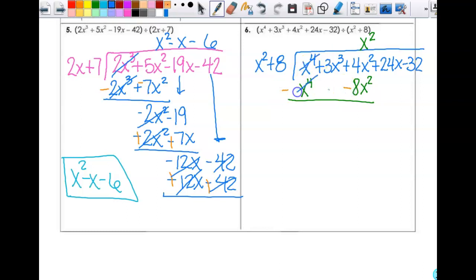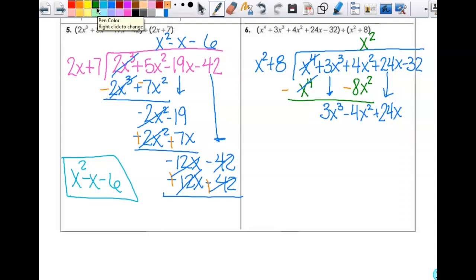These zero out. This just drops straight down, 3x cubed. 4x squared minus 8x squared is negative 4x squared, and then I still bring down my positive 24x. Everybody with me so far? Gotta line them up. So x squared divides into 3x cubed, and I get 3x, so that goes above my 3x term. Oh, got my colors all backwards here.